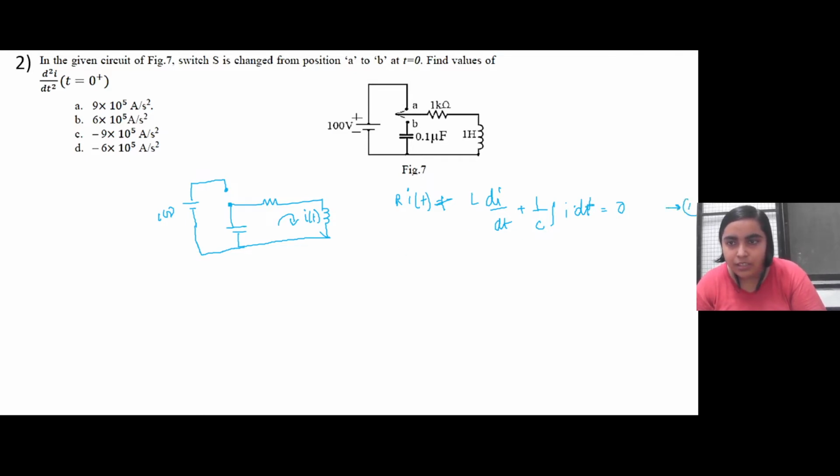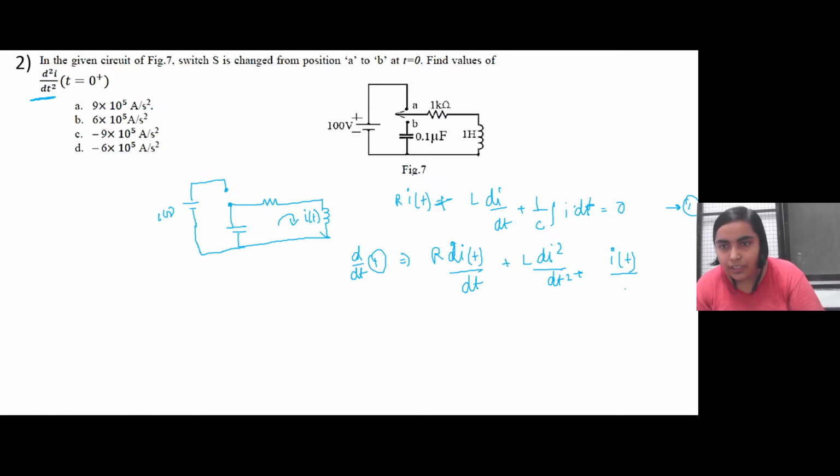Now we differentiate this equation, that is d by dt of R I, which is R di by dt. Why are we differentiating? Because we need this double differentiative term, right? So L d square i by dt square plus I of t by C equal to 0. Now we plug in all the values. R is 1 kilo ohm. Now let us write this equation for t equal to 0 plus, just after the instant of switching.